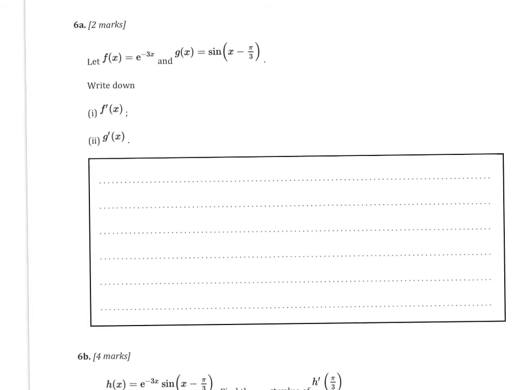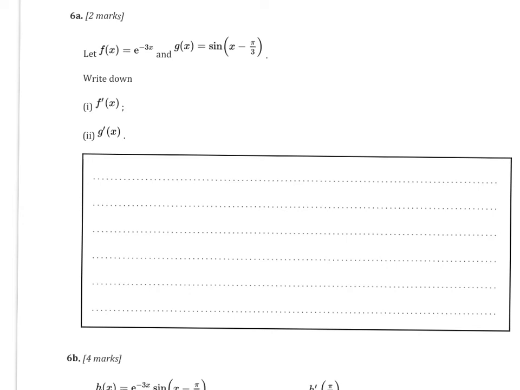So, looking at part A, they want us to find f prime of x and g prime of x. We should notice as we're looking at this that both of these are chain rule problems because we have the function negative 3x in the function e to the x. So again, anytime it's e to anything that's not just x, we're going to have to use the chain rule. Same thing here, we're going to have to use the chain rule because it's a function x minus pi over 3 inside of the other function sine of x. So again, two chain rule problems.